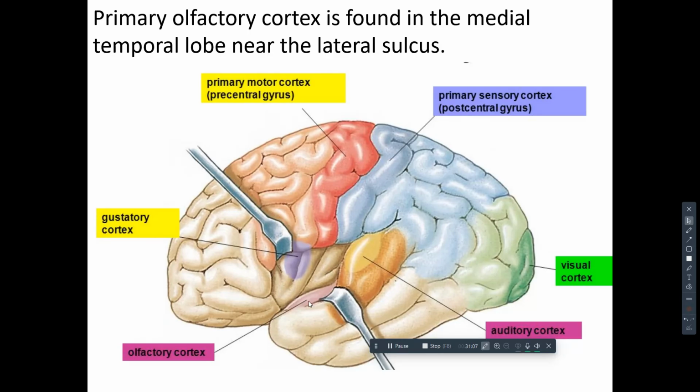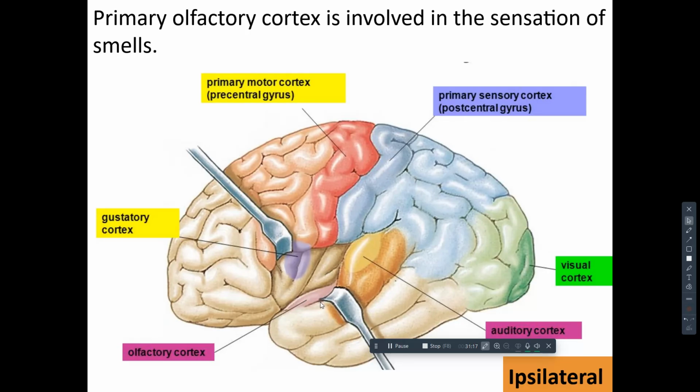Tucked inside the temporal lobe is the primary olfactory cortex. So like we're pulling open the lateral sulcus there and we see that primary olfactory cortex. And of course, that is involved in the sensation of smells. It is weird in that it is ipsilateral. Everything else that we've encountered and will encounter for the most part is going to be contralateral. Smelling is ipsilateral. So the right side of my nasal cavity goes to my right temporal lobe. The left side of my nasal cavity goes to my left temporal lobe. So no switching of sides here.